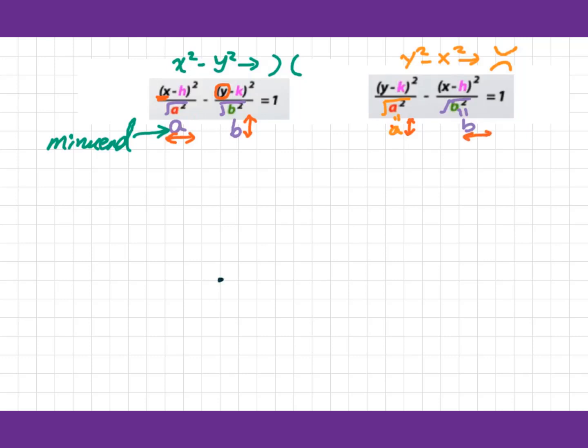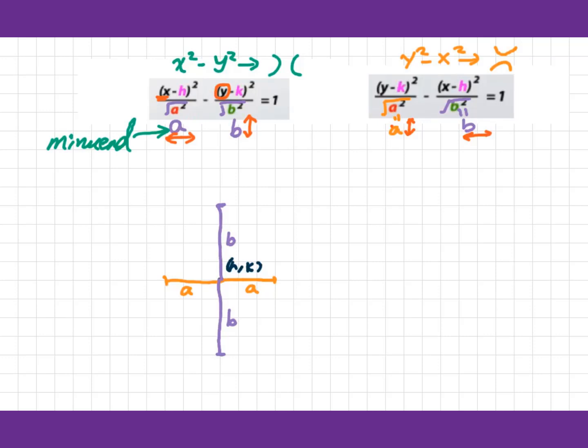Suppose this is (h, k). Move to the right a. I count, this is a. Then move left a. This is a. Then go up b. Count, this is b. This is b. Label b.